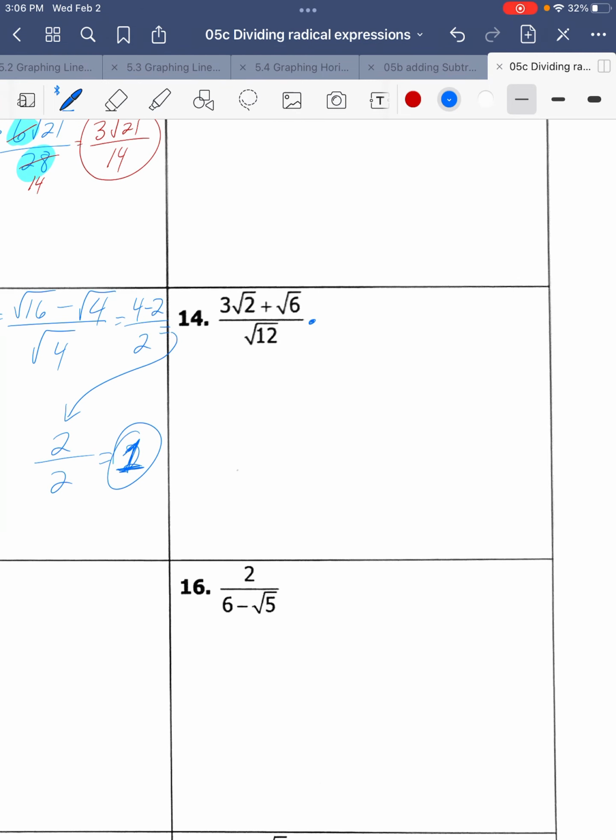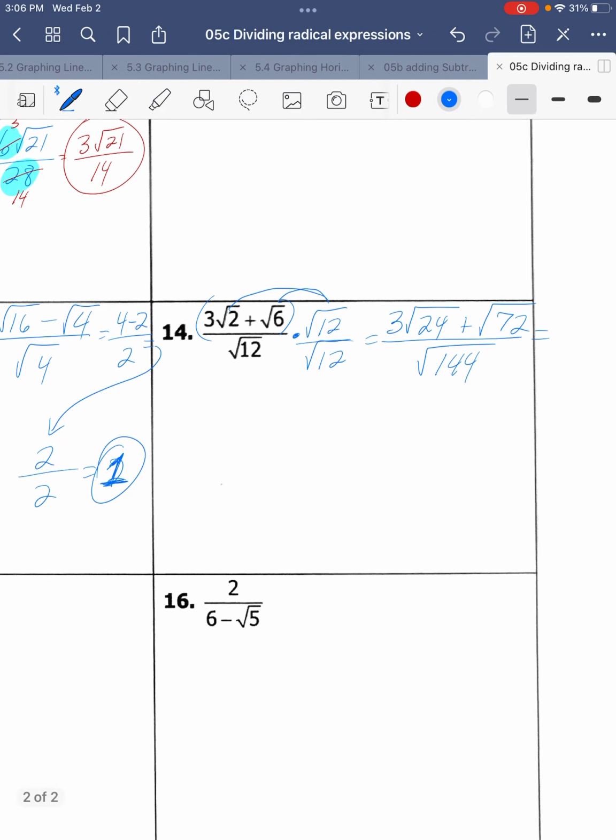Looking at our next problem, square root of 12. Multiply by square root of 12. You got a binomial here, so 3 square root of 2 times the square root of 12 is 3 square root of 24. Square root of 12 times the square root of 6 is square root of 72. Square root of 12 times the square root of 12 is 144. This is going to be 12 in the denominator.